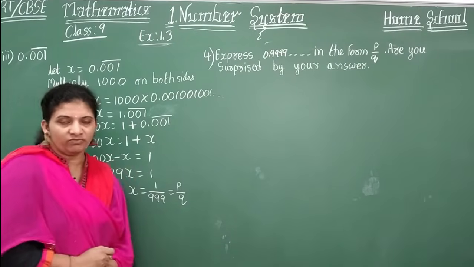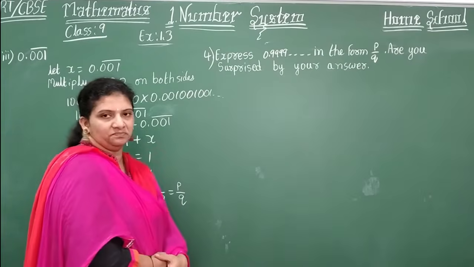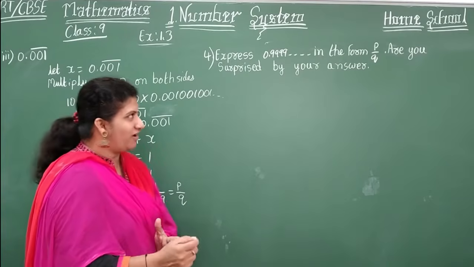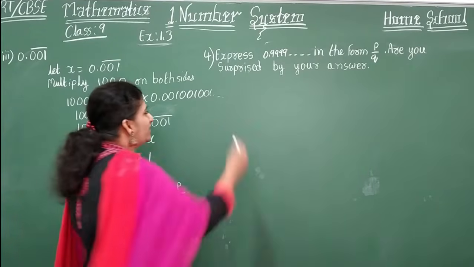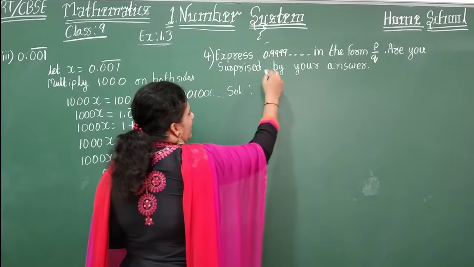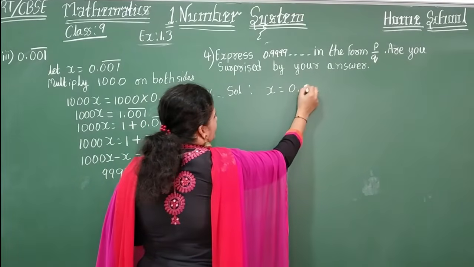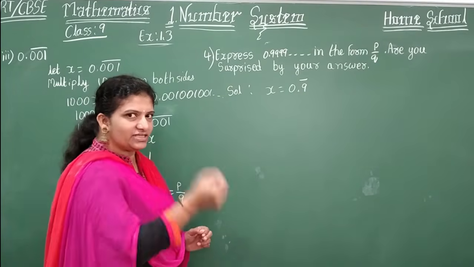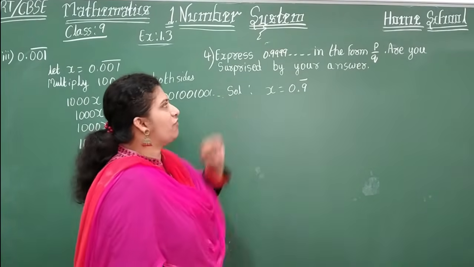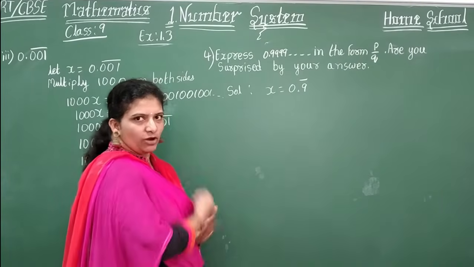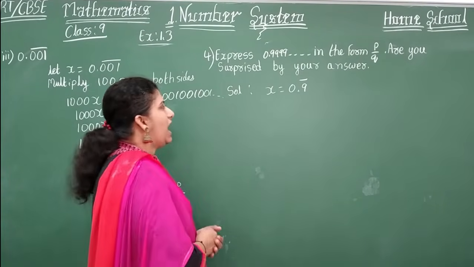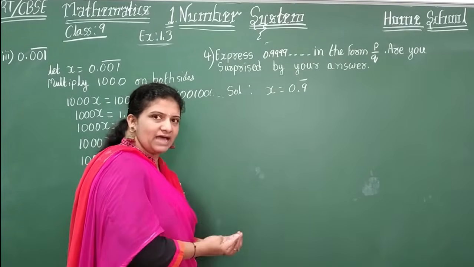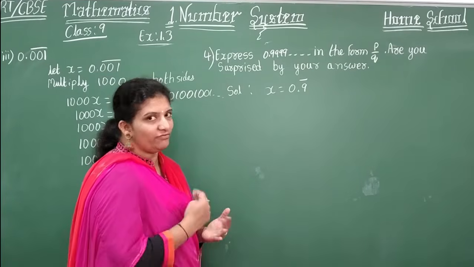So, your last problem for this session, children. Fourth one. Express 0.99999 so on. How can you write this in shortcut here? How do you write this, children? Let us assume x is equal to 0.9 bar. Okay, 9 is repeating, right? One digit is repeating again and again in the form of P by Q. Same process, right? Something is asked. Are you surprised by your answer? We don't know. Just let's solve, get the answer.